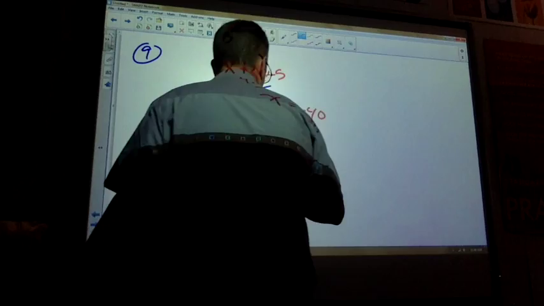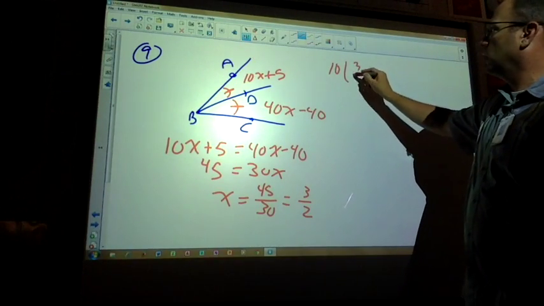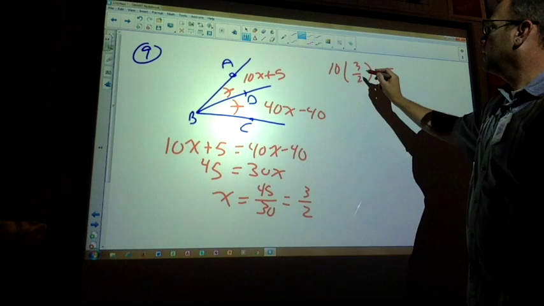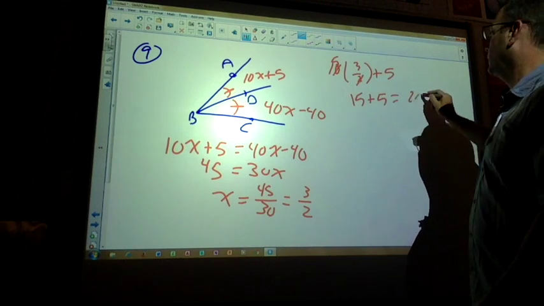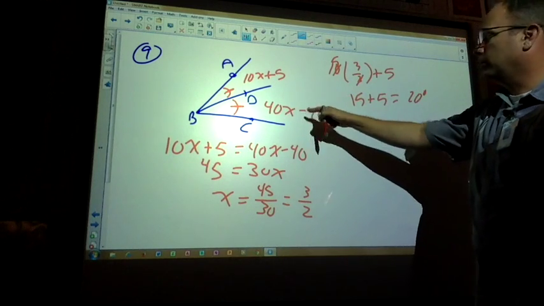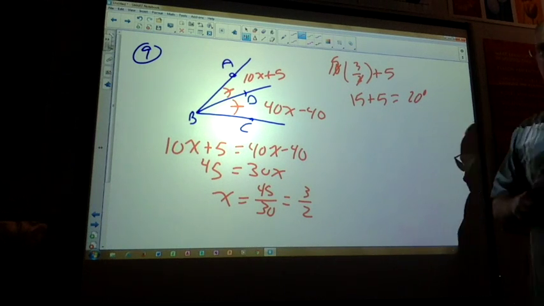In order to find any of the angles, I just need to plug it in. They should be the same. So I get 10 times 3 over 2 plus 5. Well, that's 15 plus 5, so 20 degrees. And that should also be 20 degrees if we plug it in, which it is, because 40 times 3 over 2 is 60, and then 60 minus 40 is 20.